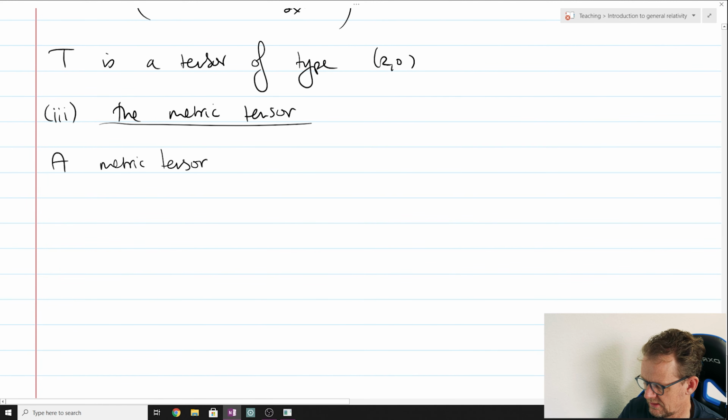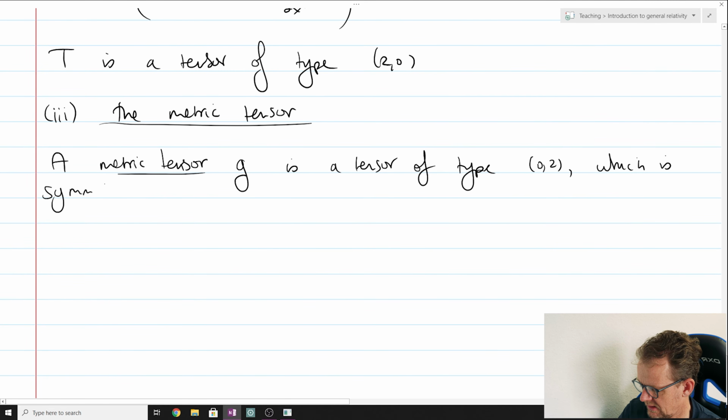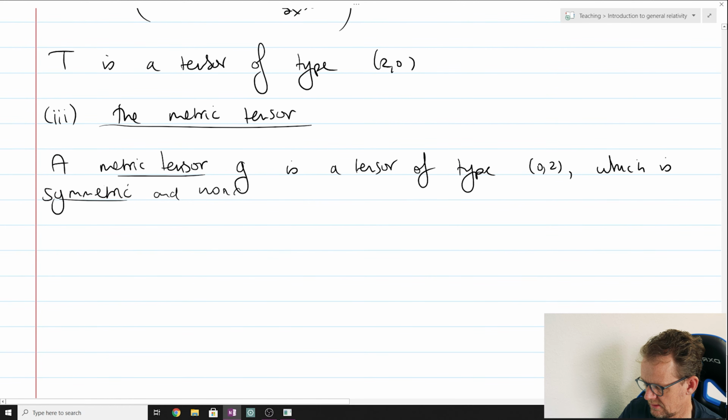So what is a metric tensor? A metric tensor, G, is a tensor of type 0, 2. So what does that mean? Well, it eats two vectors and gives us a number. And it's not just any tensor of type 0, 2, it's symmetric and non-degenerate.